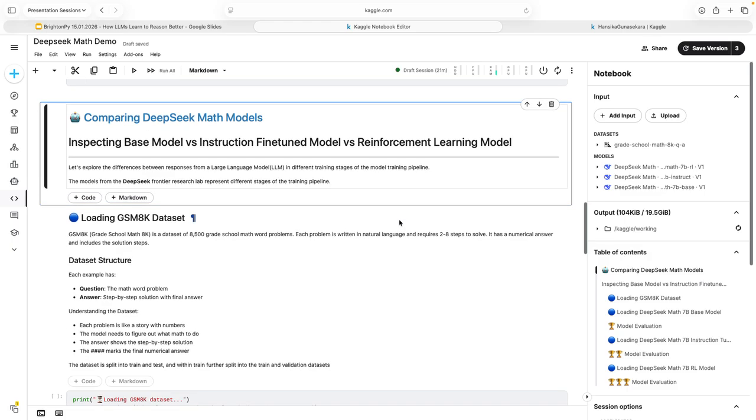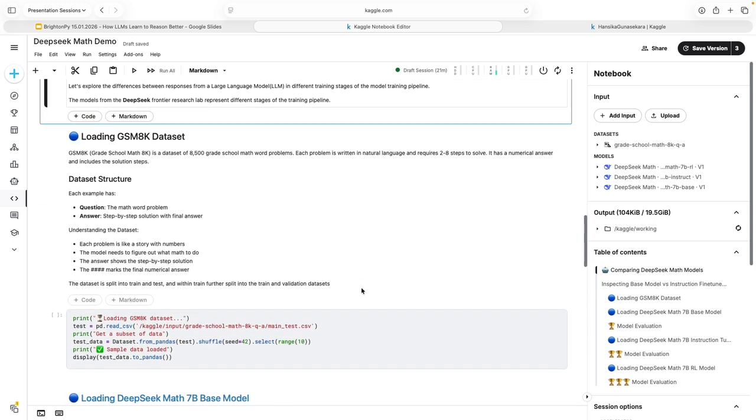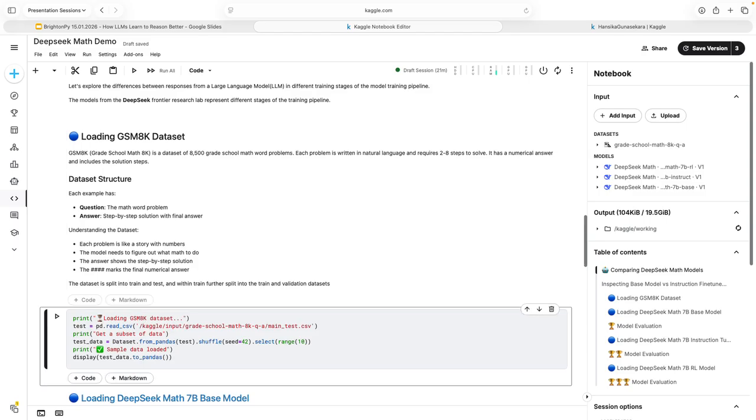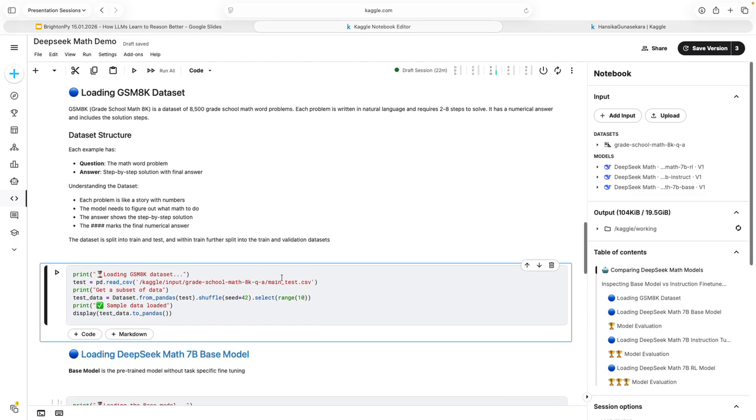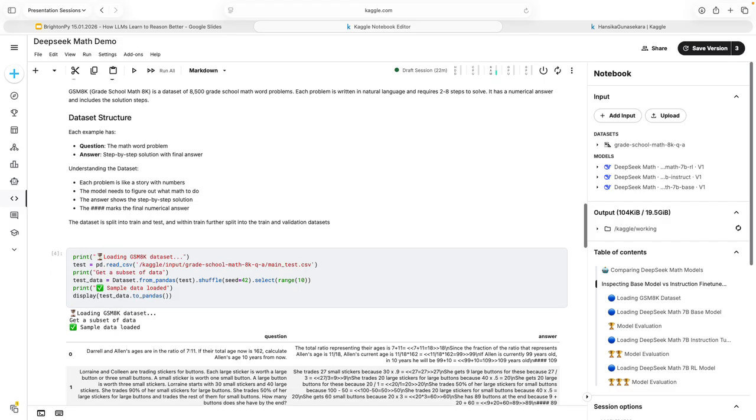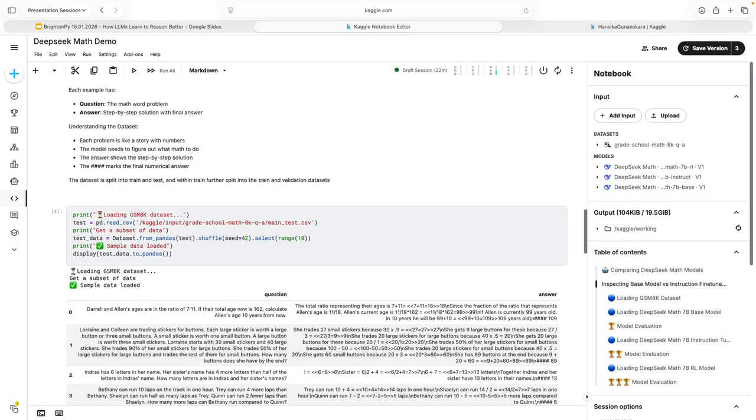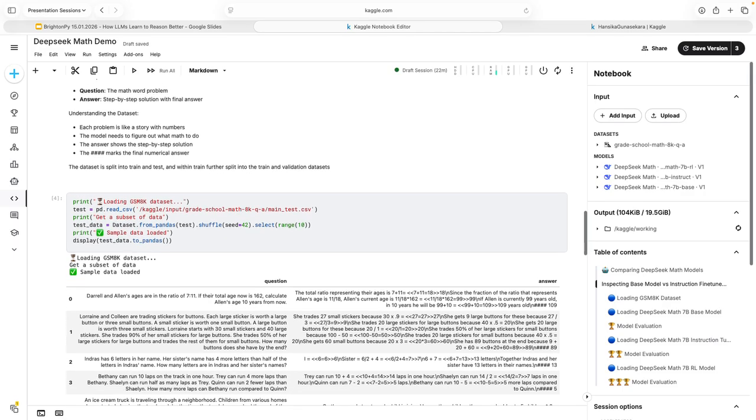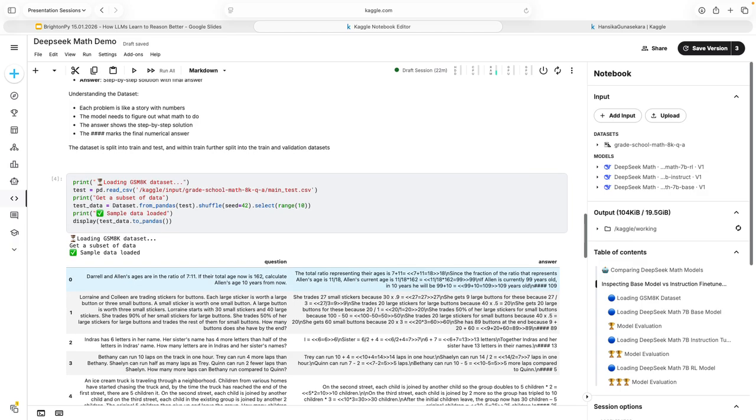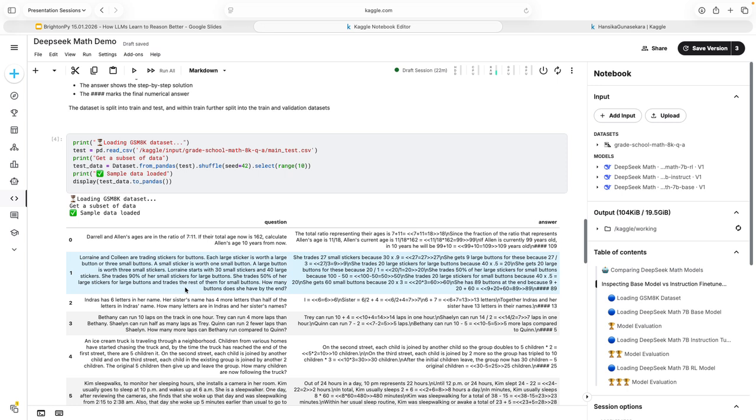Actual notebook starts from here. Our focus is to compare the DeepSeek math models. So first we load the dataset. Here we are going to load this GSM8K dataset, which consists of 8,500 grade school math word problems. Each problem is like a story with numbers. The model needs to figure out what maths to do, and we expect that the model will answer the problem with step-by-step reasoning.